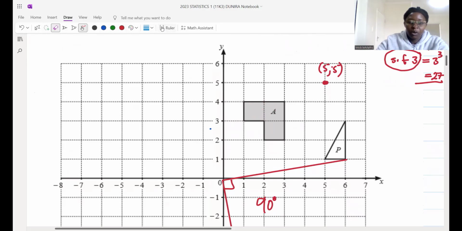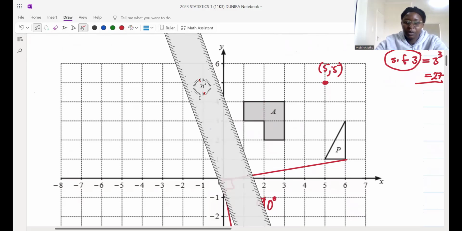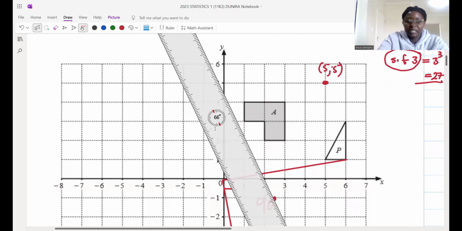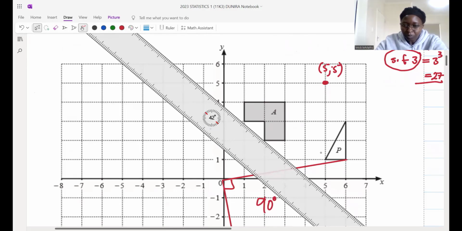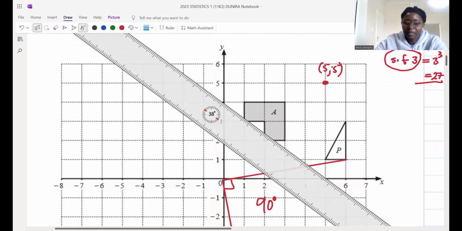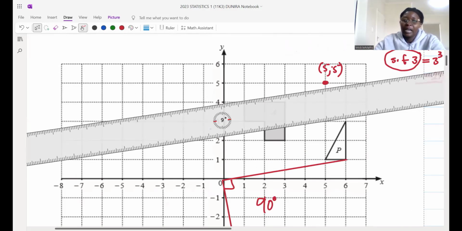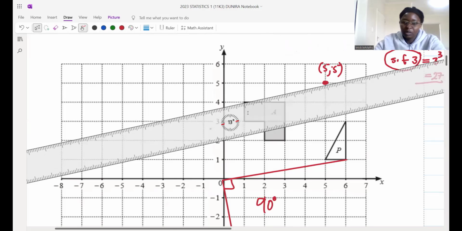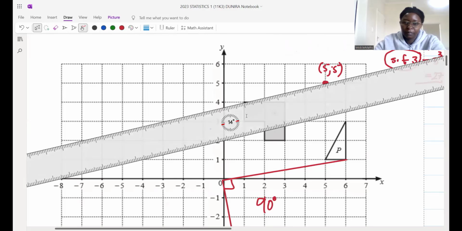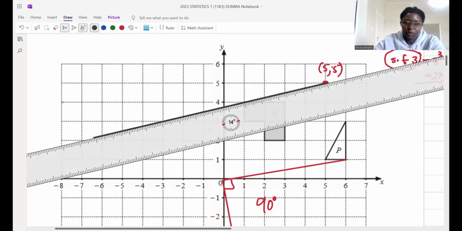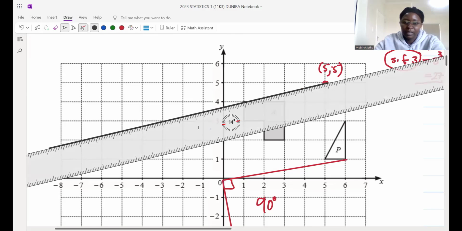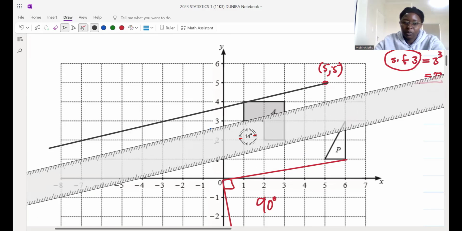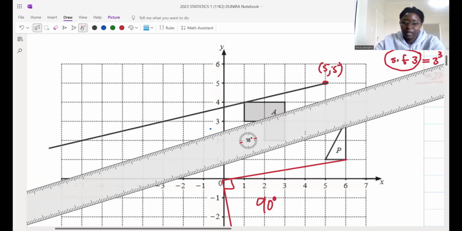Okay, so what you do, you take your ruler and then you position it in such a way that it is going to pass through all the points. Okay, so let's see, it's going to pass through somewhere like this. Okay, so this is our first point. So I can draw this one. It's going like this. Okay, let's have another point. Okay, so I'm now taking this other corner. Let's see.